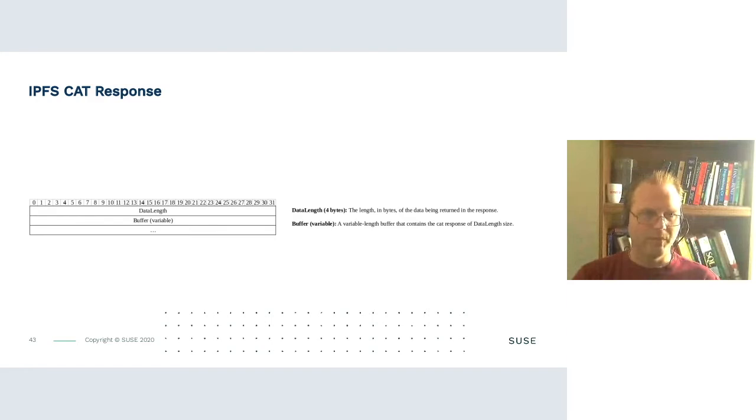Our cat response just returns a variable length buffer containing the contents of the file or block requested. If you request an entire file at once, it's going to be a ginormous packet. It's better to request individual blocks.